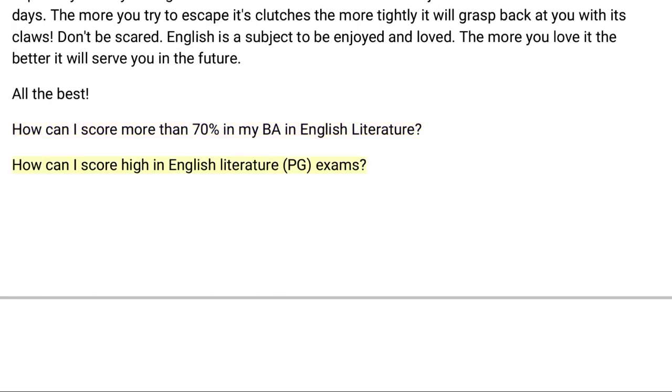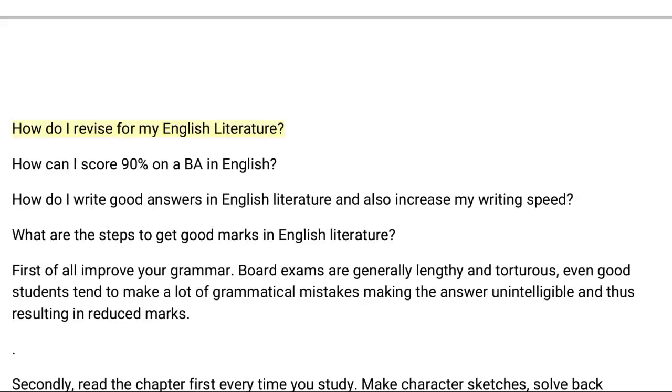How can I score more than 70% in my BA English literature? How can I score high in English literature PG exams? How do I revise for my English literature? How can I score 90% on a BA in English? How do I write good answers in English literature and also increase my writing speed? What are the steps to get good marks in English literature?